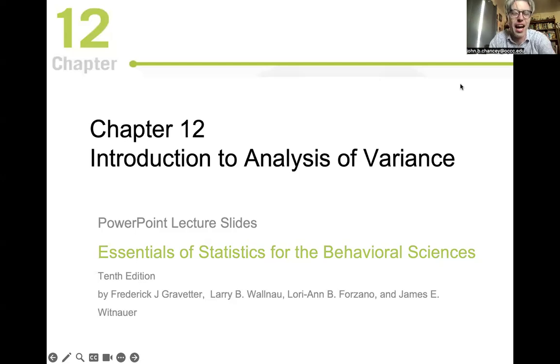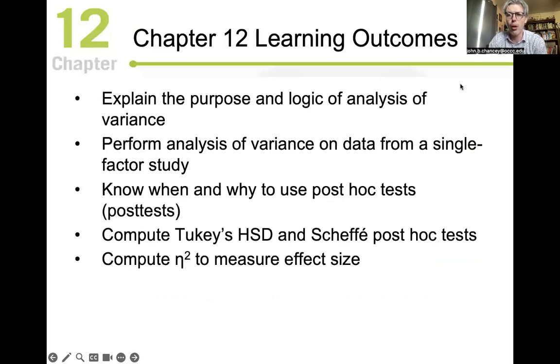So just FYI. In this chapter, we're going to cover a topic called Introduction to Analysis of Variance, or sometimes referred to as ANOVA. By the end of this chapter, you should be able to explain the purpose and logic of using ANOVA, be able to perform analysis of variance on data from a single factor study, and know when and how to use post hoc tests. These are just called post tests, like Tukey's HSD, and I believe it's Scheffé. If I'm mispronouncing it, I apologize.